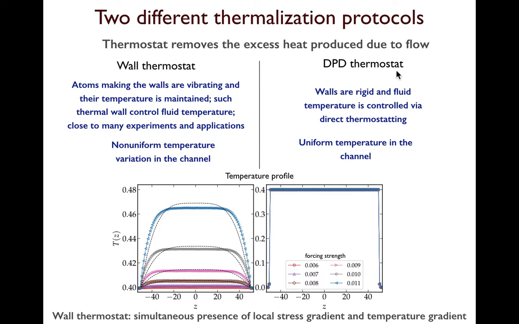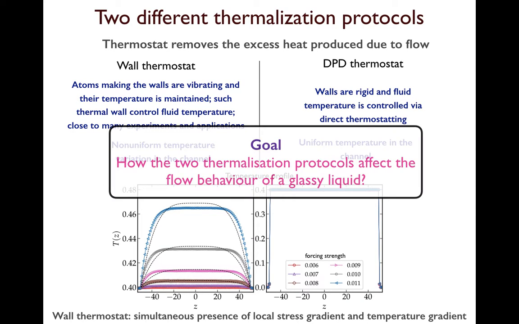While in the other implementation, we use a DPD thermostat to directly thermostat the fluid particles while the wall particles are frozen. So here the temperature is uniform across the channel. The important point to note here is that in the case of the wall thermostat, there is simultaneous presence of local temperature gradient and stress gradient due to the flow. So the question is how the two thermalization protocols that we have discussed here affect the flow behavior of a glassy liquid.